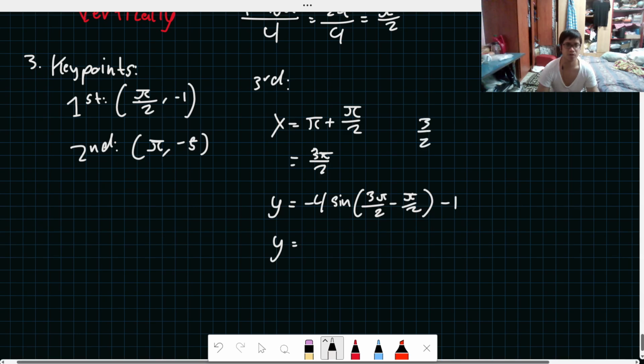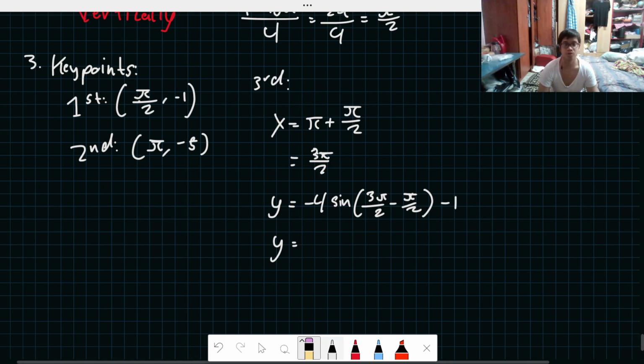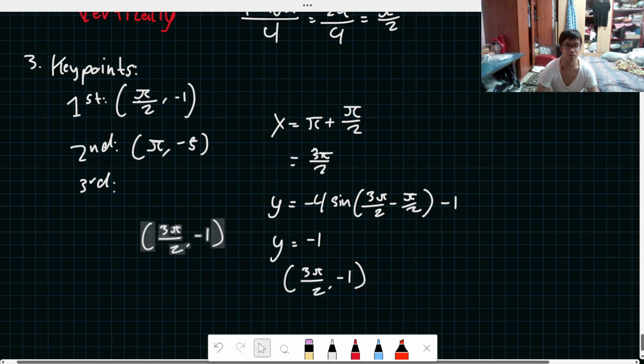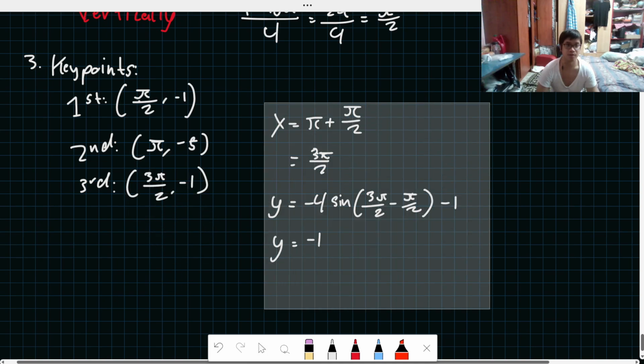Like 3 all over 2 minus 1 half. That's 2 all over 2, that's 1. Yeah, it's pi. So negative 4 times sine pi, which is 0. So 0, then minus 1, negative 1. So you have 3 pi all over 2, negative 1. So that's your third key point, all right? Let me put it here. Your third key point is 3 pi all over 2, negative 1.